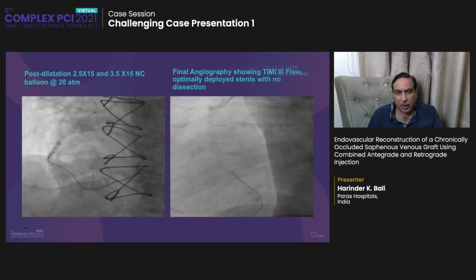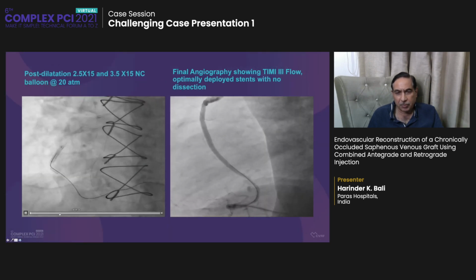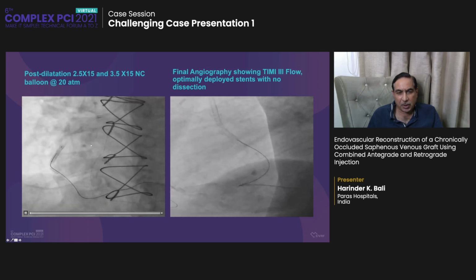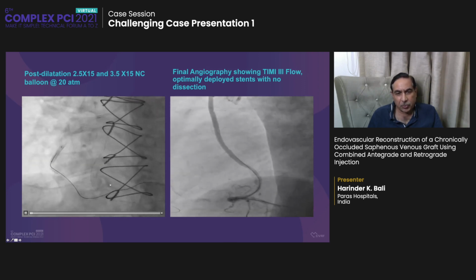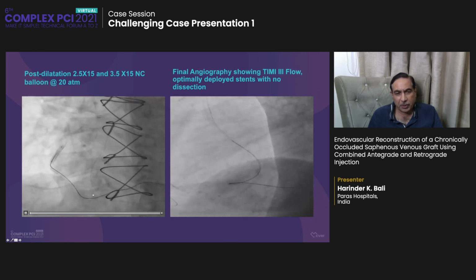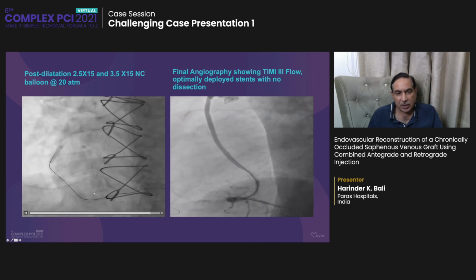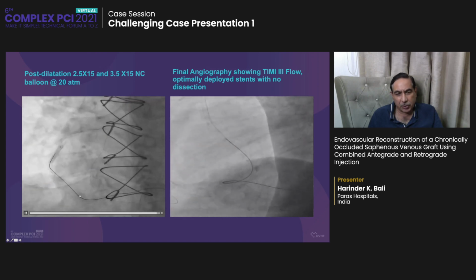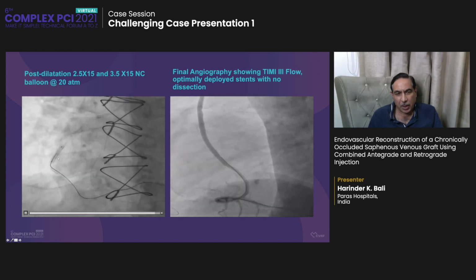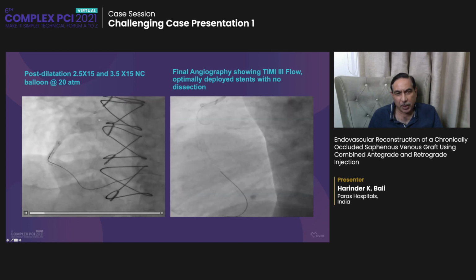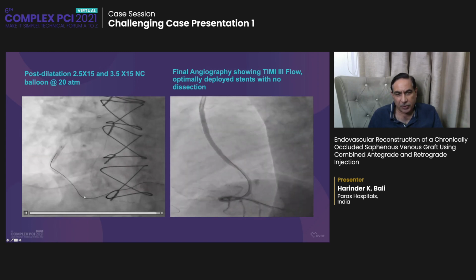And then we went ahead and deployed 3 stents. As I already mentioned, Xience Xpedition stent was used, 2.5 into 48 millimeter, 1 stent distally, then telescoping into it, 3 into 38 millimeter, and another 3 into 38 millimeter right at the ostium. And the entire vessel was reconstructed.